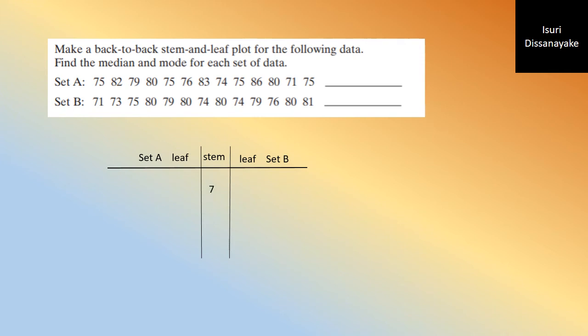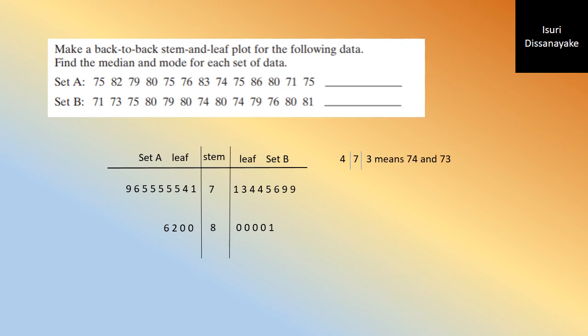If I look at all the data points, it begins with the 70s and leads to the 80s. Firstly, I will fill in the set A data in ascending order, which I read as 71, the least, and 74, 75, and you have 1, 2, 3, 4, 5 75s along with a 76 and a 79. Then I fill up the 80s for set A, and then I fill in the data for set B like this. And I have to mention the key.